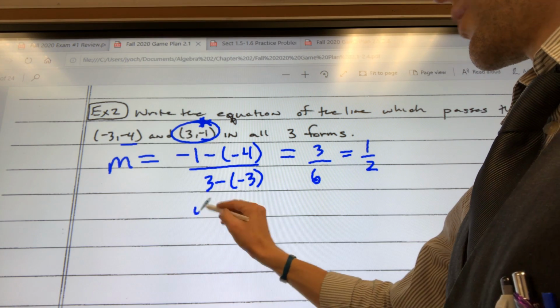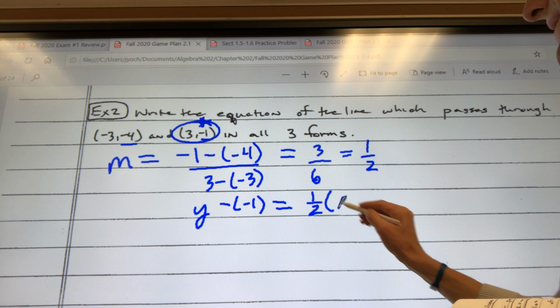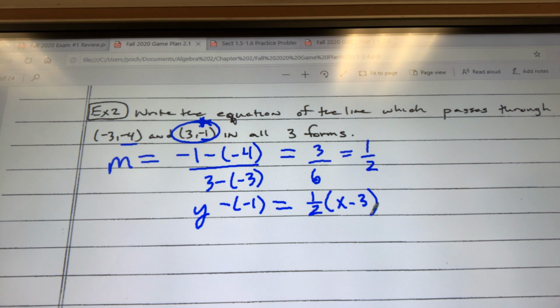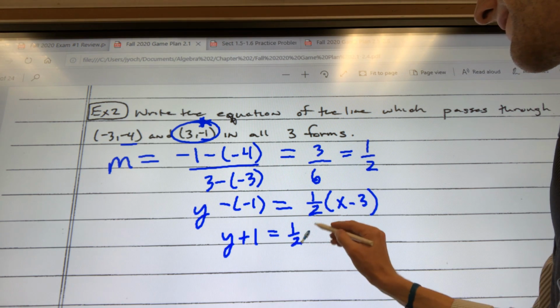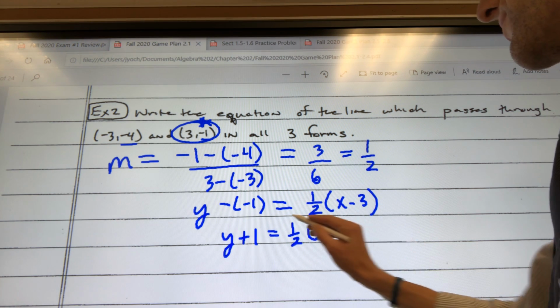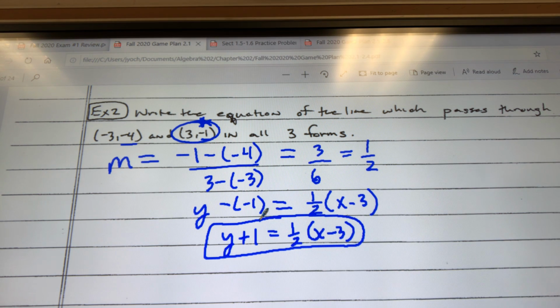Point-slope form is y minus the y value is equal to the slope times x minus the x value. Okay, so that would be y plus 1 is equal to 1/2 x minus 3. Point slope form.